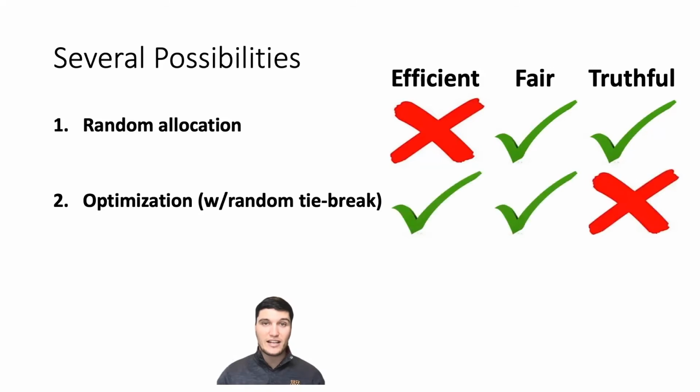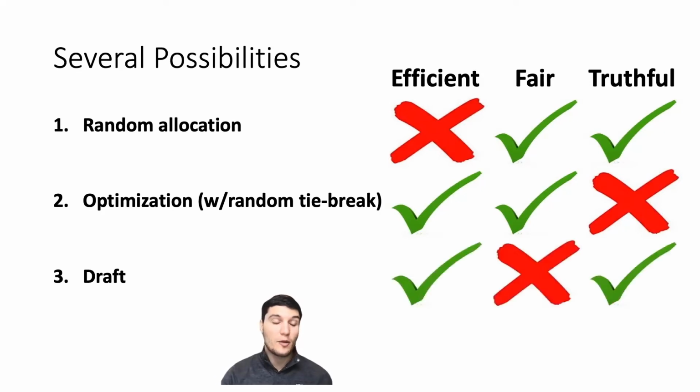Another thing I could do is I could ask for your preferences and then run some sort of optimization algorithm. So for example, I could minimize the sum of the ranks, try to give as many people high-ranking objects as possible. And to make this fair, I could do some sort of random tie breaking if there are ever multiple allocations that maximize my objective function. So then this would make the allocation both efficient and fair, but it turns out this is not going to be truthful. There are going to be cases where you might actually benefit from telling me that you don't like a particular fruit, even when you do.